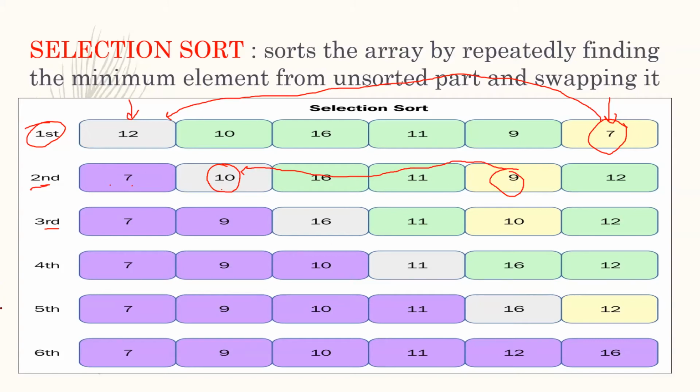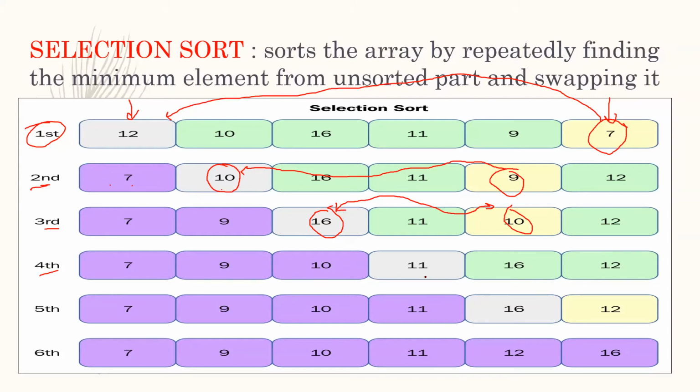Okay, that's what swapping means, that is exchanging the places, correct? So in the third step you can see element 16 and element 10. The third minimum element is element 10, so 16 and 10 will be swapped. Okay, so the new array will be 7 9 10, that is the sorted part.